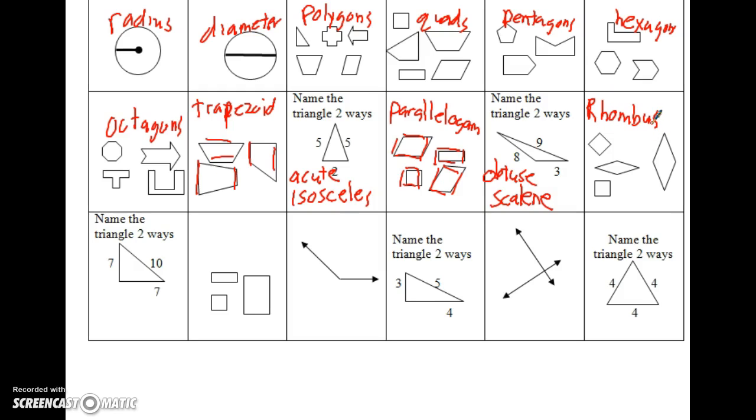Name this triangle 2 ways. Right there's a right angle, and 2 sides are the same length because we got 2 7s. That would make it right isosceles. These guys are all rectangles.